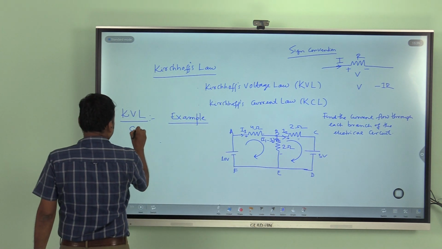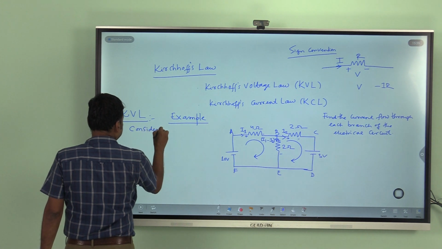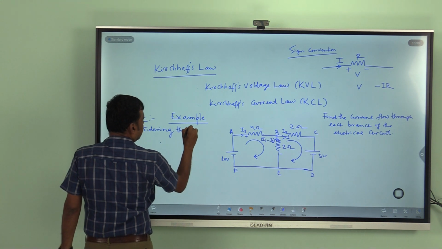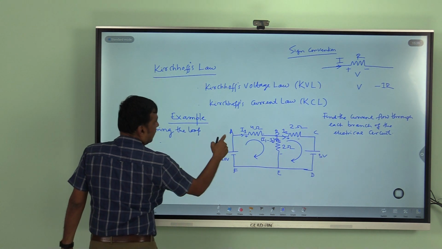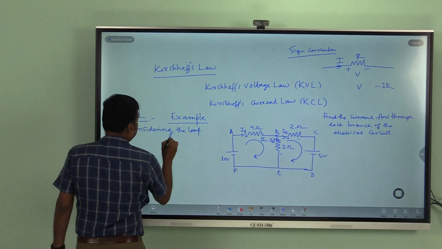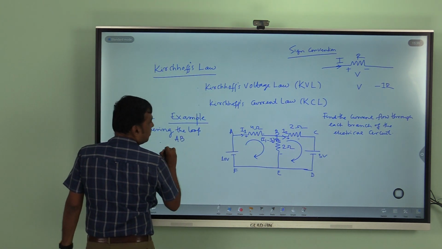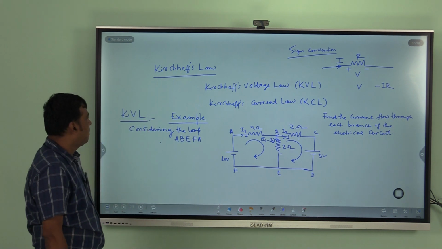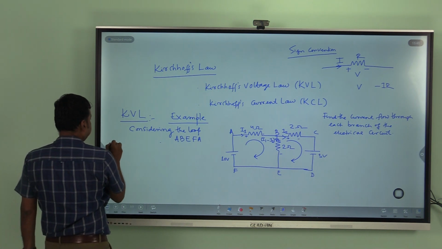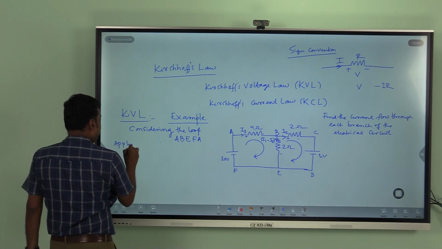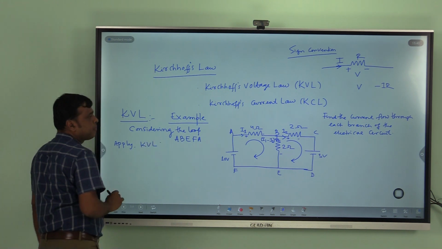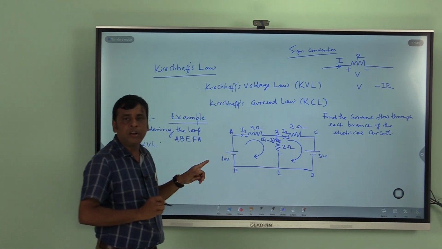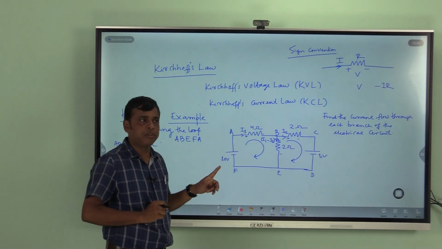Considering the loop or mesh, considering the loop A, B, E, F, A, apply Kirchhoff's voltage law. If I consider the loop A, B, E, F, A, already I told you plus to minus is minus, minus to plus is plus.